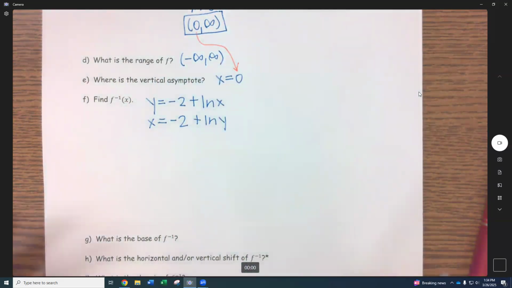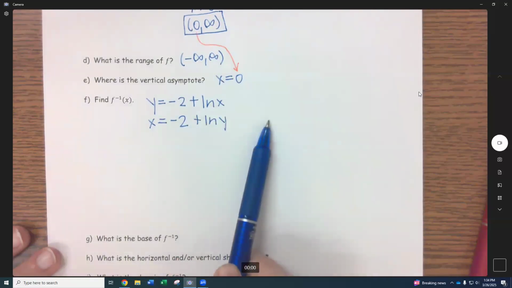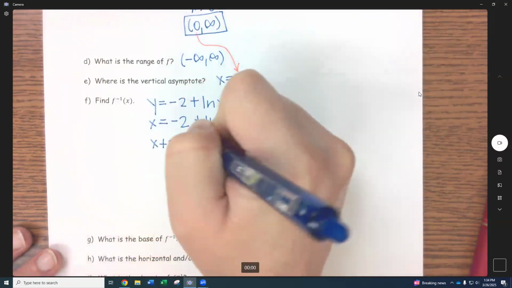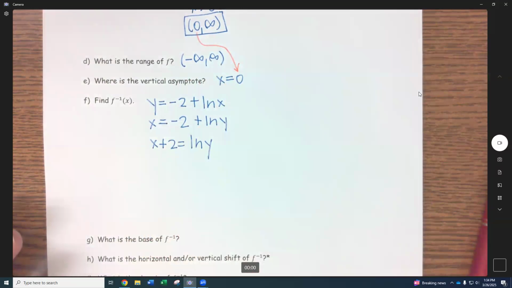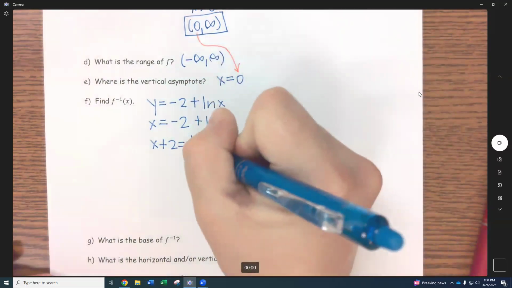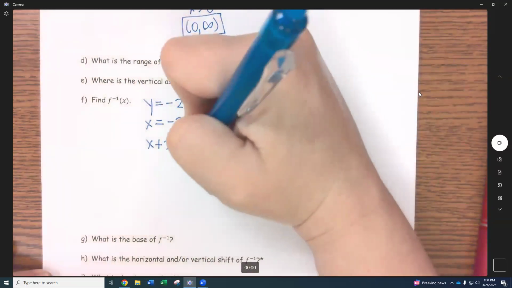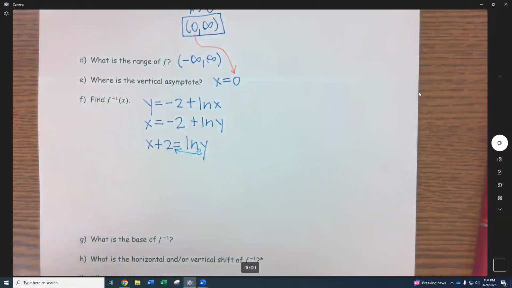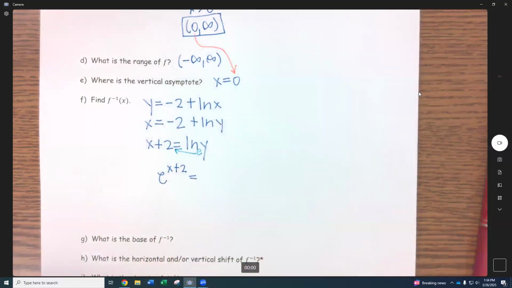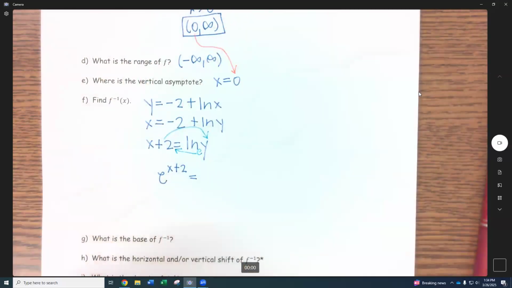Now, before I do any kind of rewriting, first I need to isolate this log right here. So I'm going to move my 2 over by adding. Now I can rewrite. I cannot solve for a variable inside of a log. So let's rewrite it as an exponential. This is a base e. So base to the other side of the equals is e to the x plus 2. And that will equal what's inside my log, y.